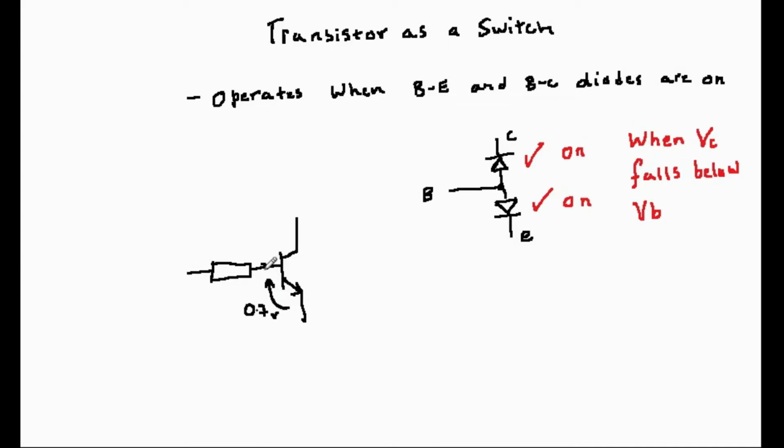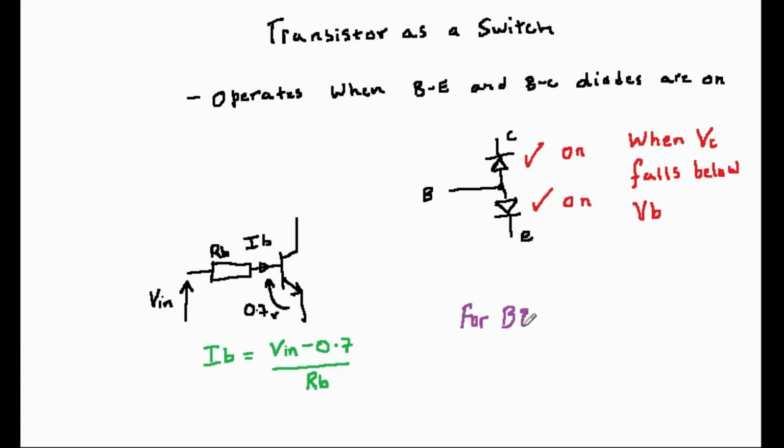Since IC is equal to beta IB, enough base current must be supplied to turn the transistor completely on, causing the collector voltage to fall below the base voltage. The easiest way to arrange for this is for a base current which is in excess of what's required, but must be less than the maximum rated value of a transistor. This base current can be set by a resistor, as shown in the diagram on the screen.